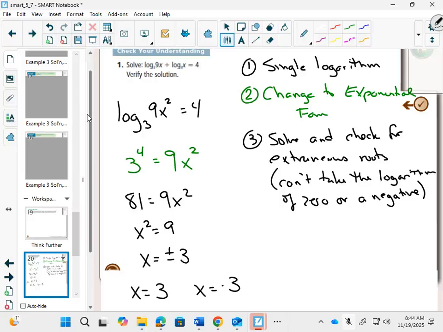In the first log, if I plug in 3, I have log 3 of 27. Positive number, perfect. Don't have to worry about it. If I check the second one, log 3 of 3. Positive number, no problem. This one is good. If I check negative 3, 9 times negative 3 is negative 27 inside a log. I don't even have to check the other one. If it doesn't work once, I put an X through it. That root is not possible.